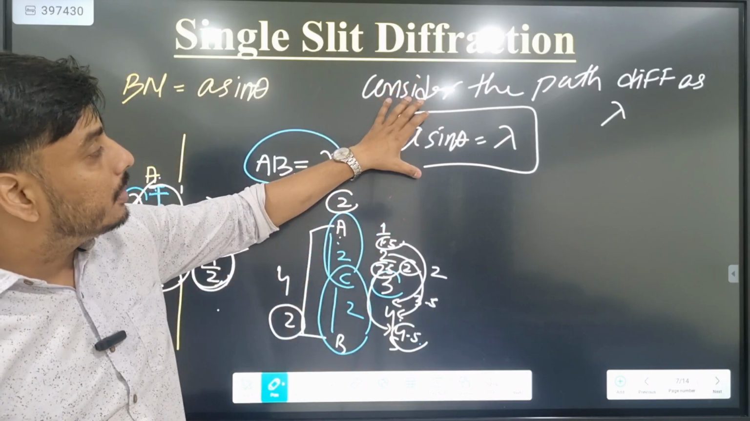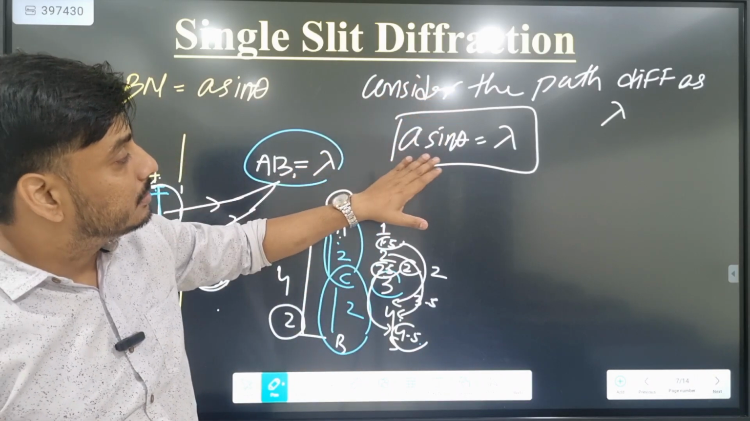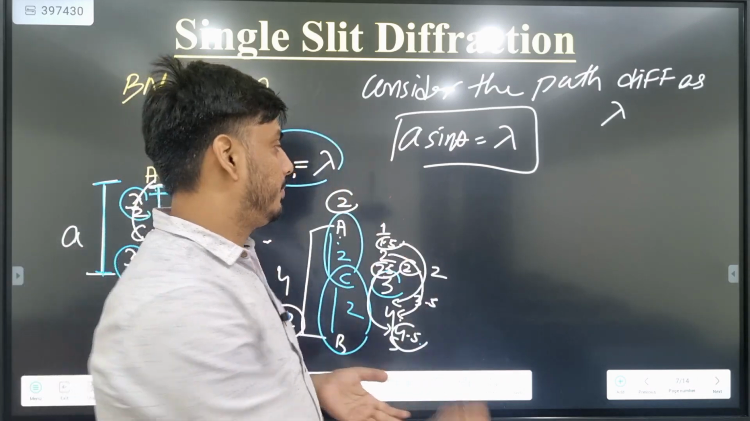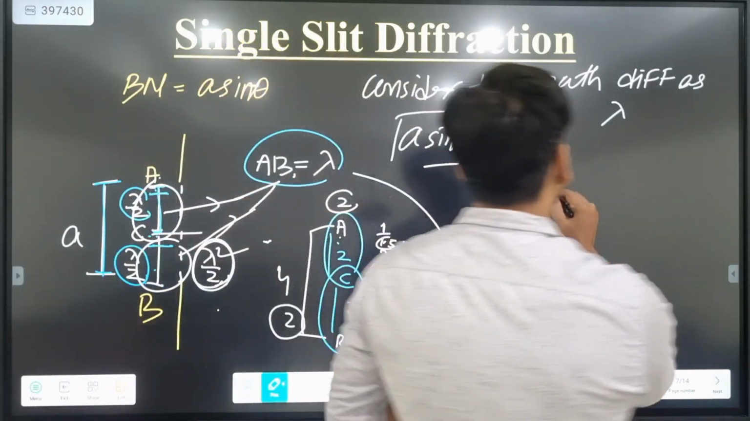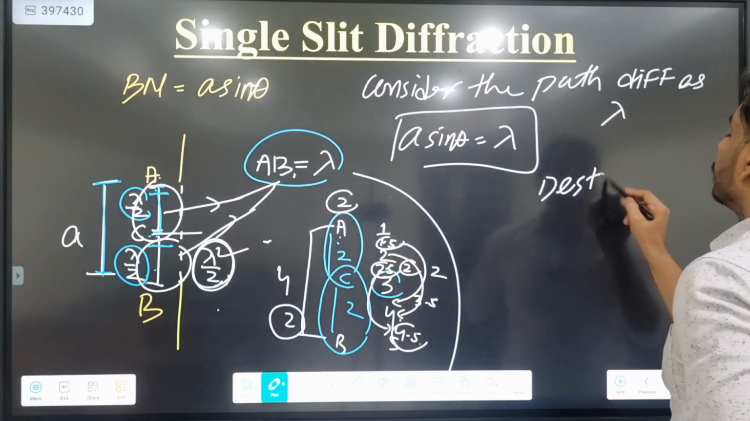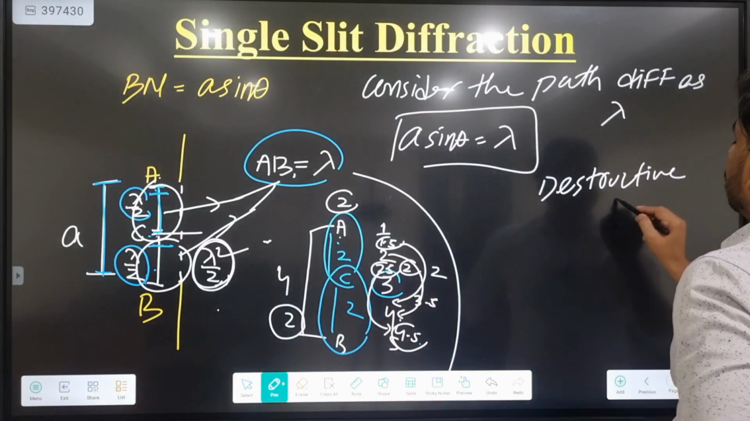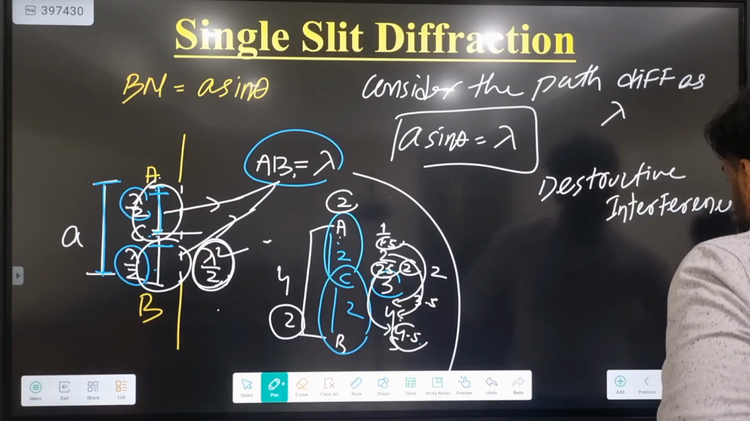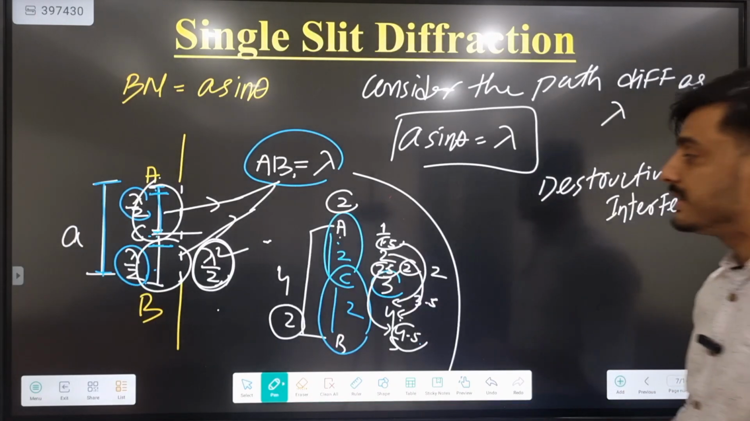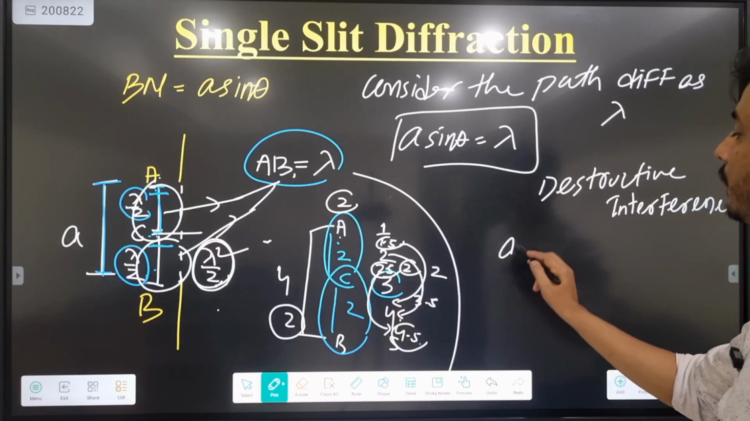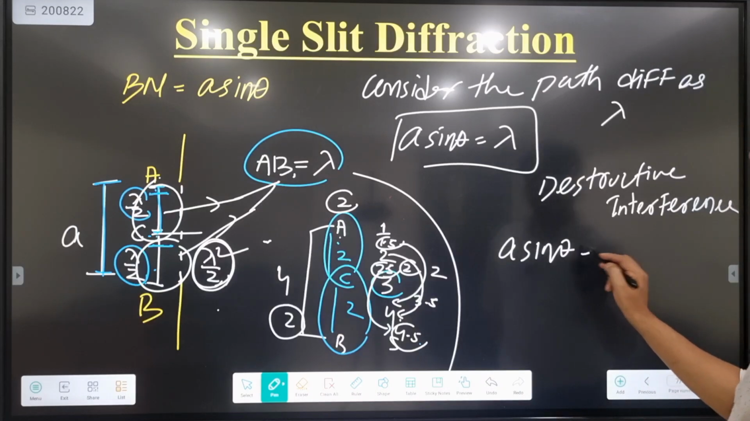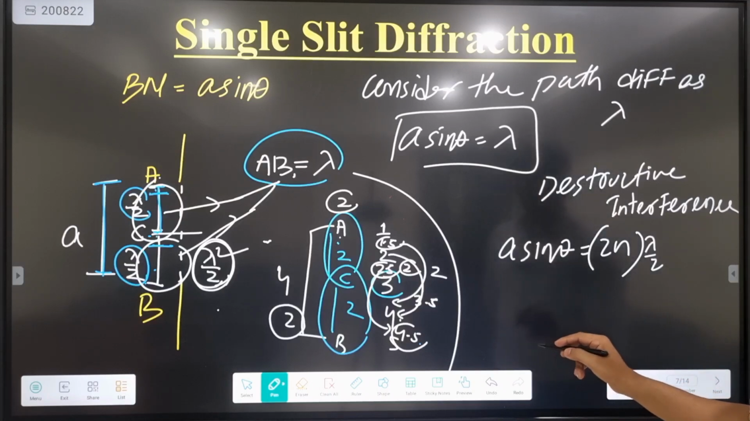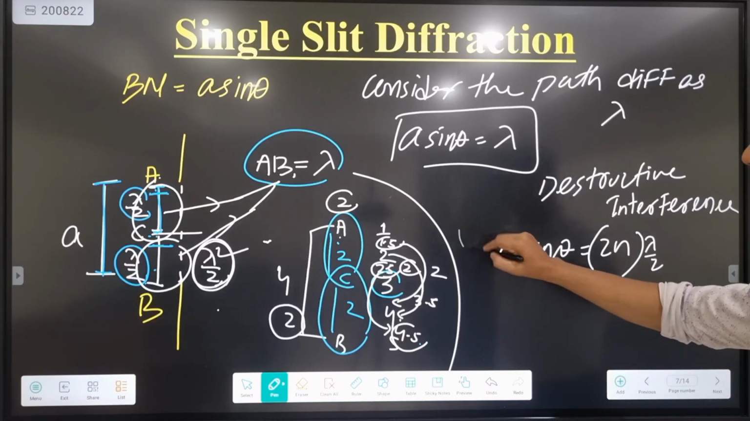That means whatever assumption we have taken, we assume that a sin theta equal to lambda, that is the condition for destructive interference. Very important. This is the condition for destructive interference: a sin theta equal to lambda, or you can write a sin theta equal to 2n into lambda by 2. Similarly, this is in general case, okay?